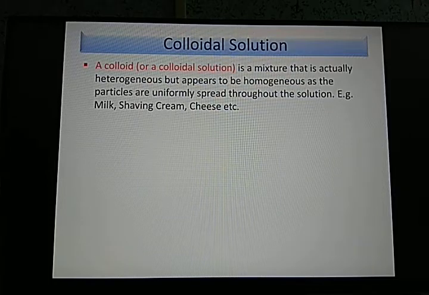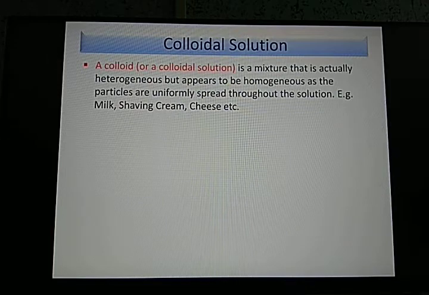Now, why does it look like homogeneous? Because the particles are uniformly spread throughout the solution. There is no separation at the particle level. There is no separation of the solute and the solvent particles. So it seems that it is a homogeneous mixture, but actually it is a heterogeneous mixture.